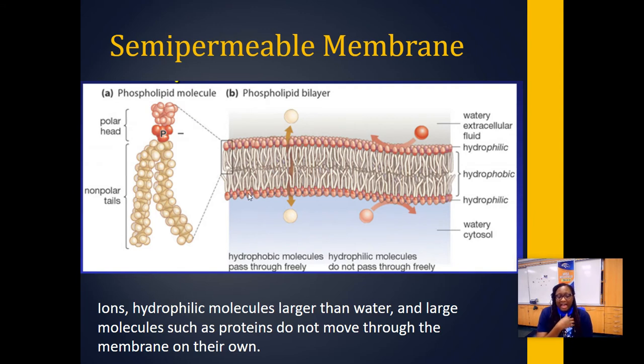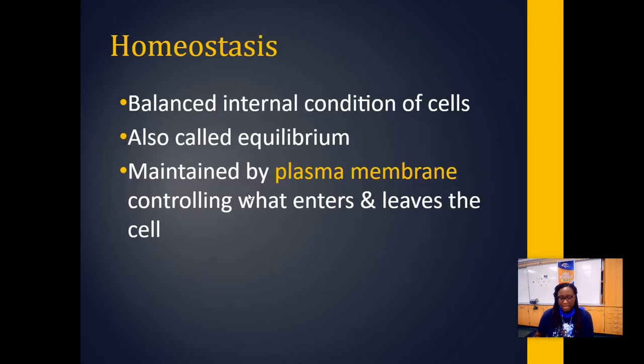So ions, hydrophilic molecules that are larger than water, and large molecules like proteins cannot move in and out of the membrane by themselves. So they're going to need a larger structure to help them move through, like the proteins that we saw on the picture diagram of the membrane.